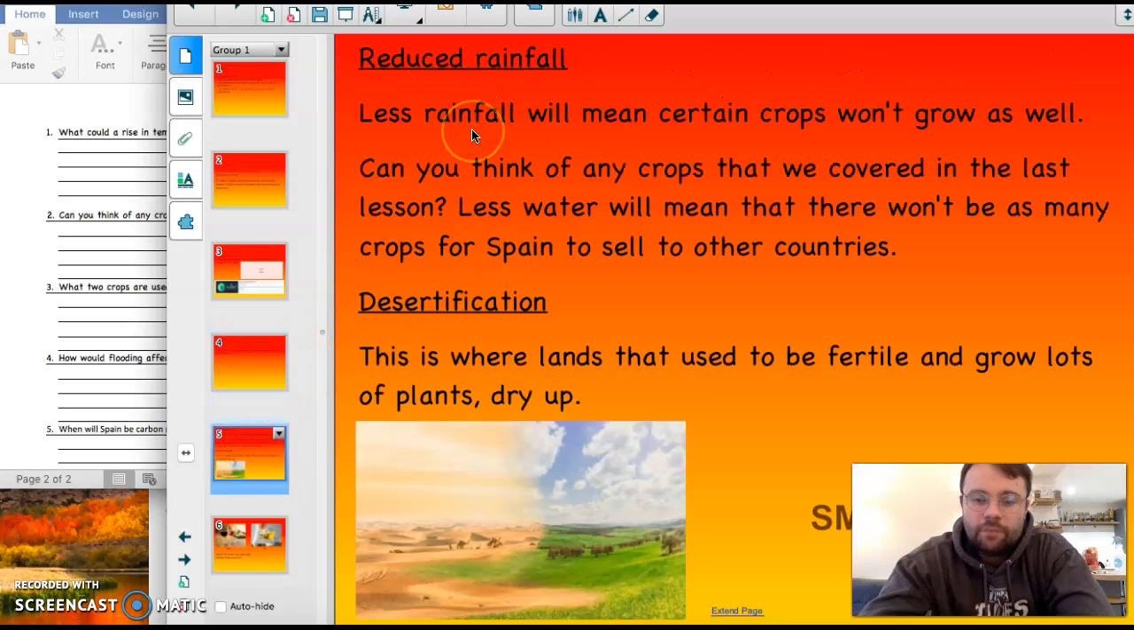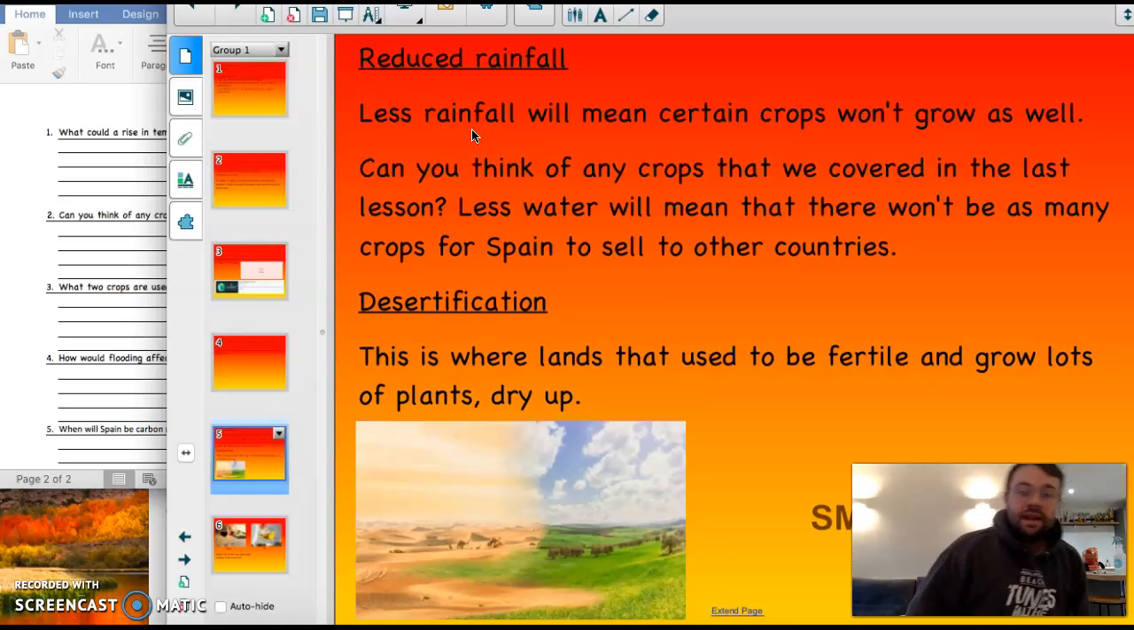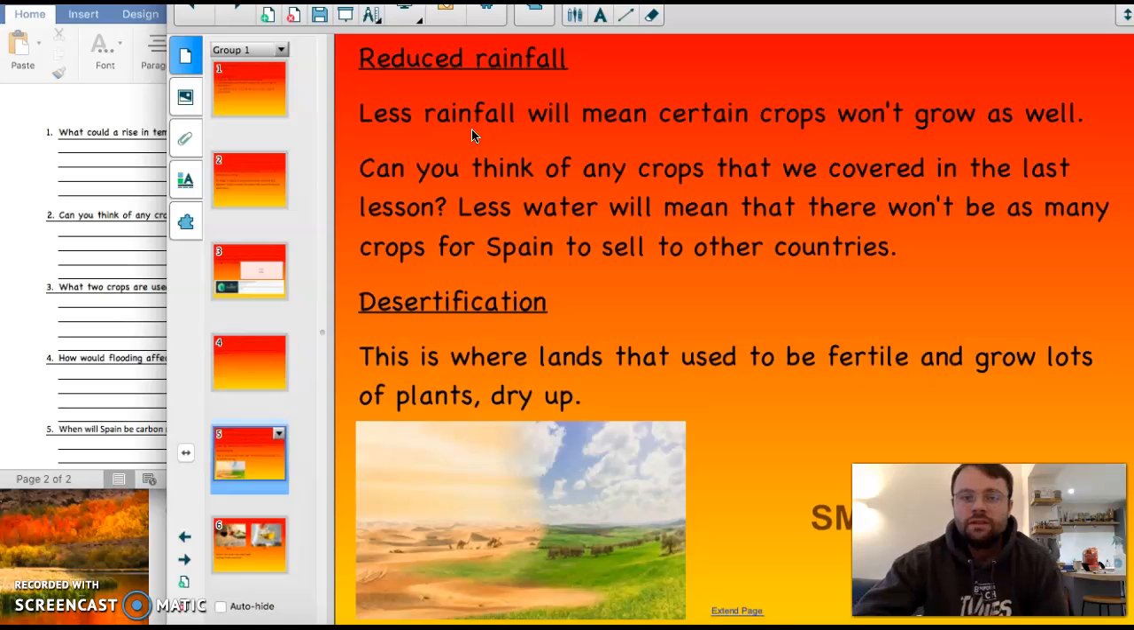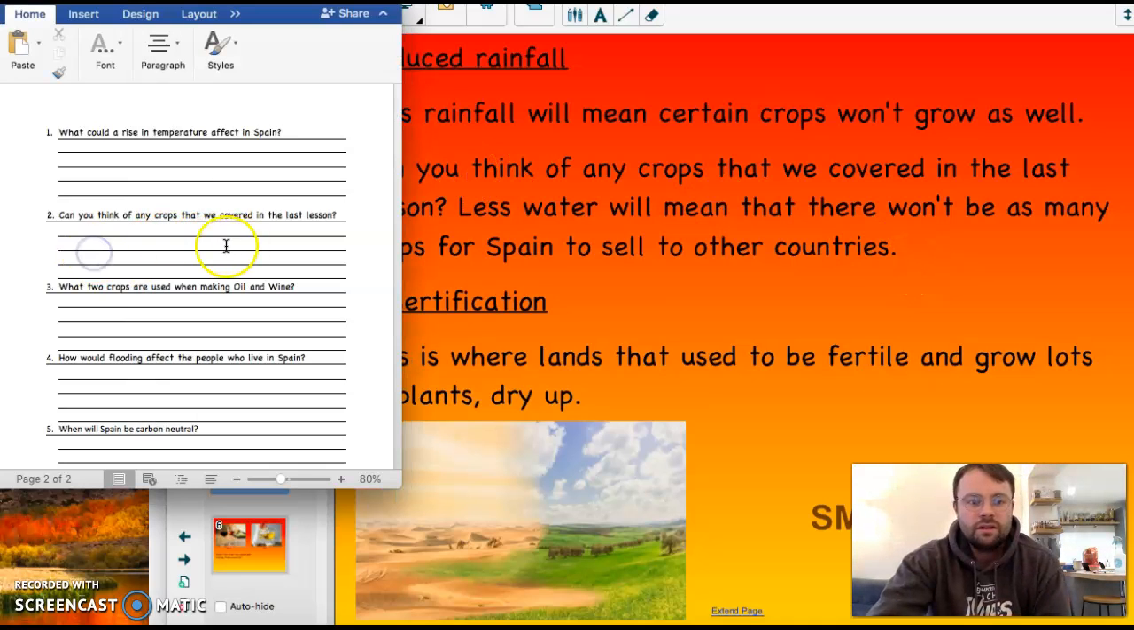Okay, so rise in temperature could mean less rainfall, which will mean that certain crops won't grow as well. So a few lessons ago, we were looking at the crops that Spain grew. Can you think of any crops that we covered in the last lesson? Less water will mean that there won't be as many crops for Spain to sell to other countries. So here I would like you to record some of the crops that Spain grows from lesson 2, I think it was.